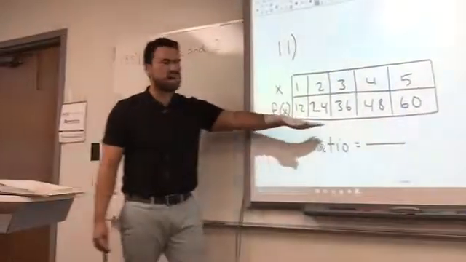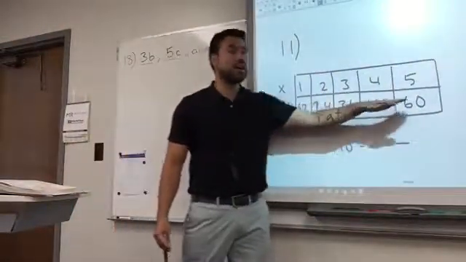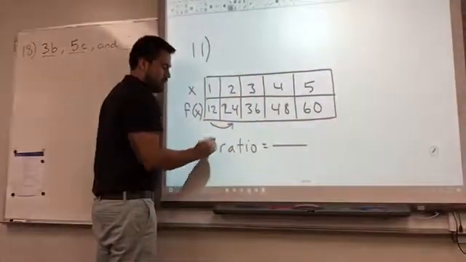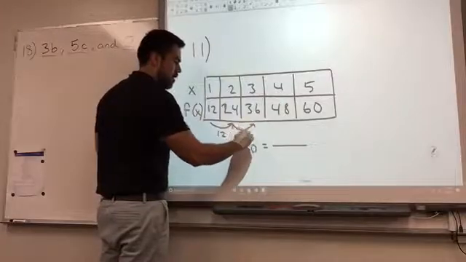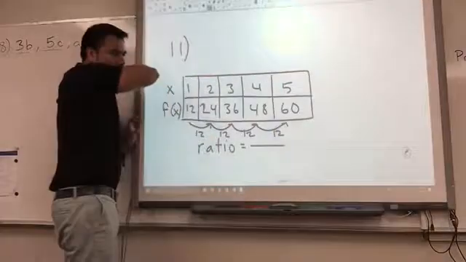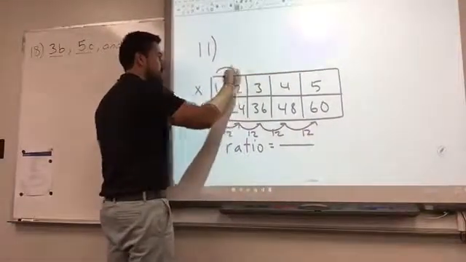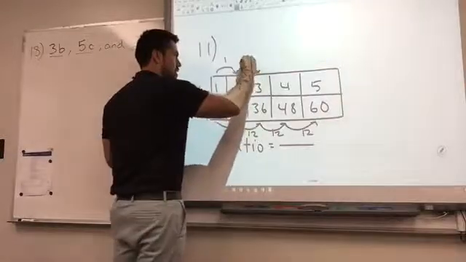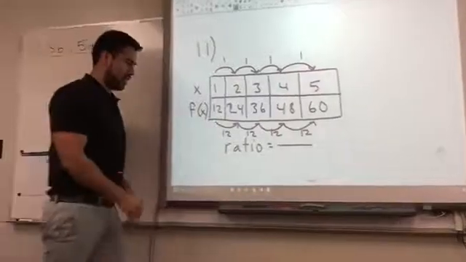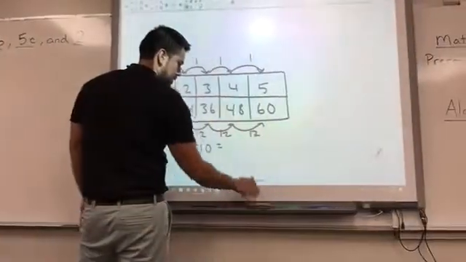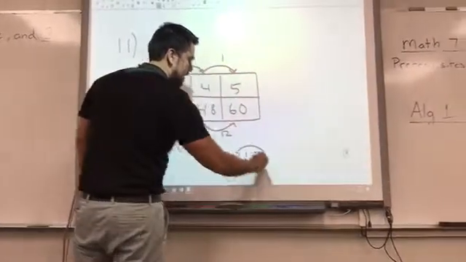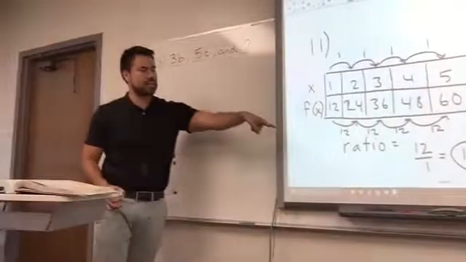So what do we put on the top? The range differences. What's the difference between these two? 12. What's the difference here? What's the ratio? 12 over 1, which is also known as 12. That's part of your answer too. So fill in the blanks and give me the ratio.